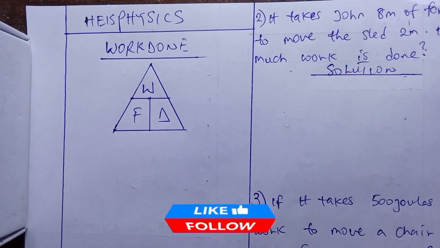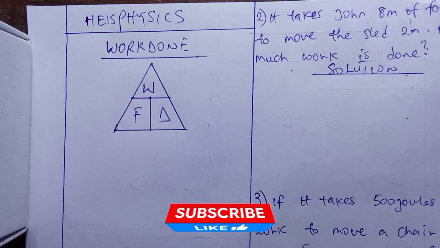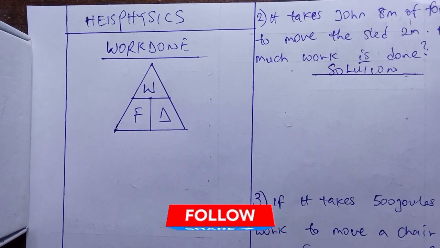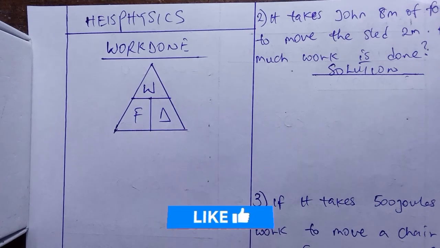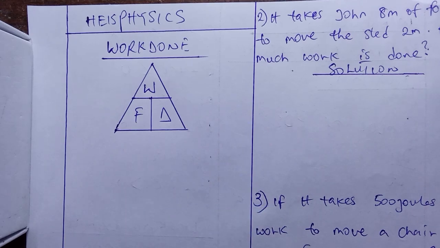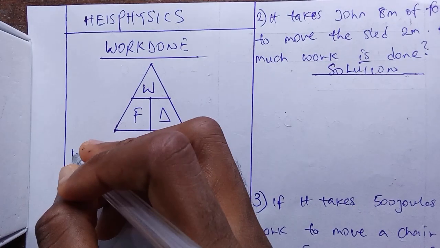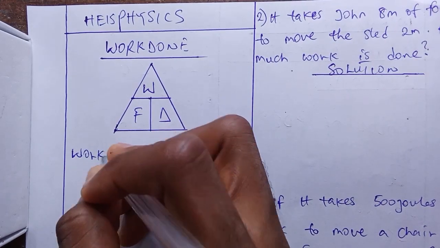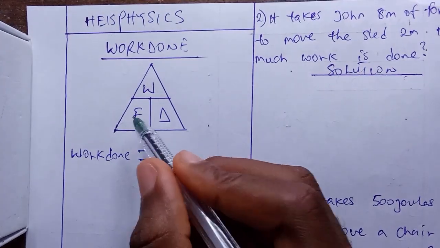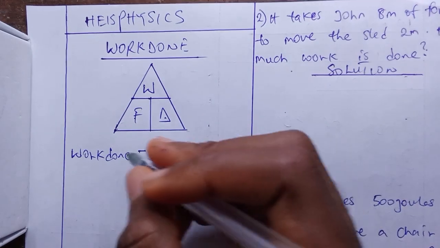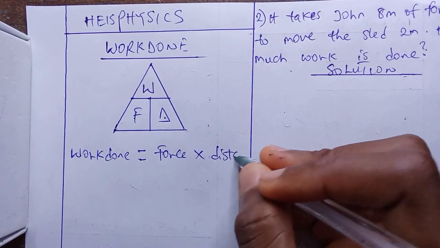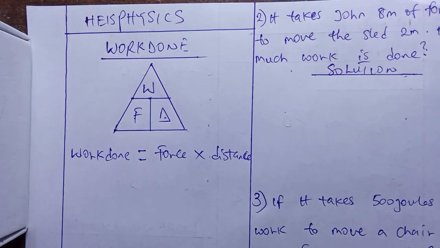In today's video, we're talking about work done. And I developed a triangle that will make you understand the formula for work done easily. So in case you forget the formula for work done, with this triangle, you'll be able to understand the formula for work done and the relation between force and distance. So work done is equal to force times distance. This is the general formula for work done.